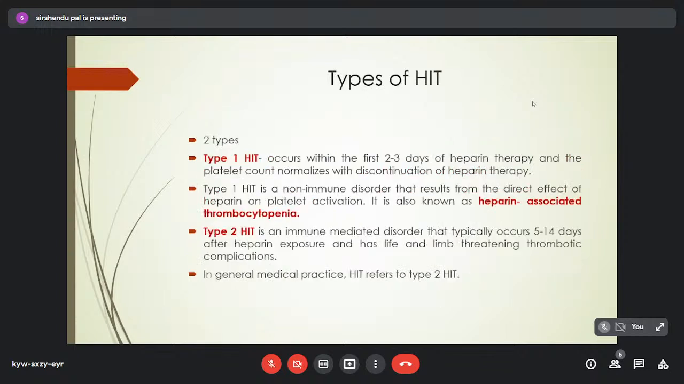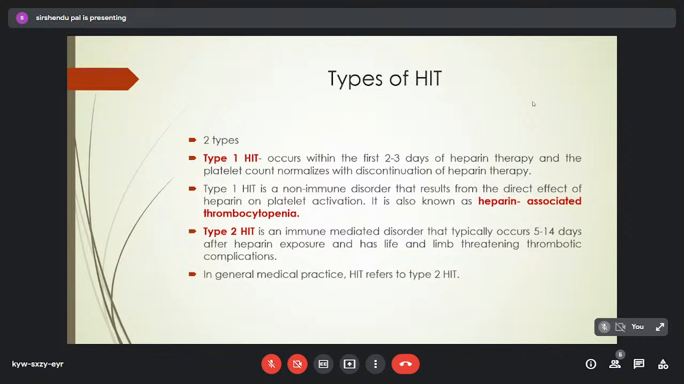There are two types of HIT, type 1 and type 2. Type 1 HIT occurs within the first 2-3 days of heparin therapy and the platelet count normalizes after the discontinuation of heparin therapy. It is a non-immune disorder and results from the direct effect of heparin on platelet activation, and it is known as heparin-associated thrombocytopenia. While type 2 HIT is an immune-mediated disorder that typically occurs 5 to 14 days after heparin exposure and often has life and limb threatening thrombotic complications.